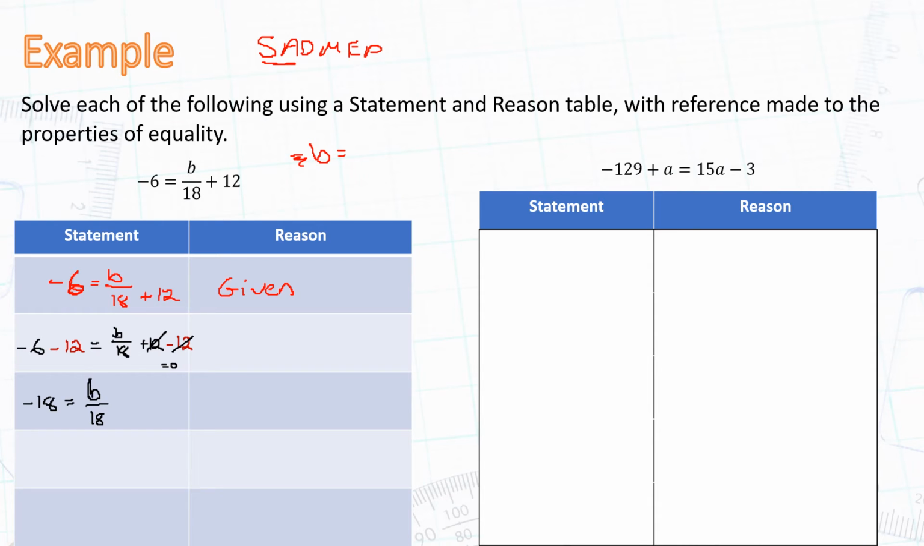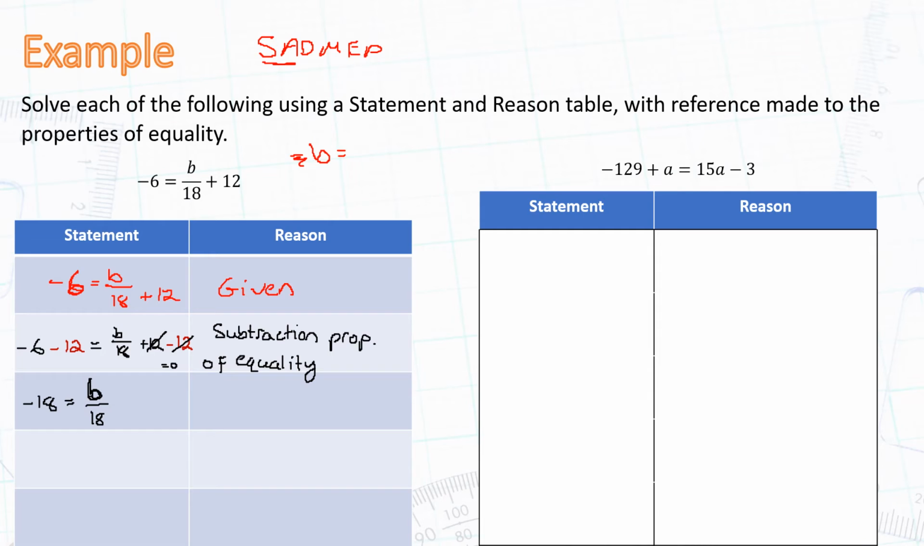All right, so then I still need to add my property of equality. I subtracted from both sides, so that is the subtraction property of equality. If you're going to abbreviate subtraction, make sure you put in the SUB and the T as well. We're not looking at it right now, but there is also a thing called the substitution property of equality. So SUB could be subtraction or substitution.